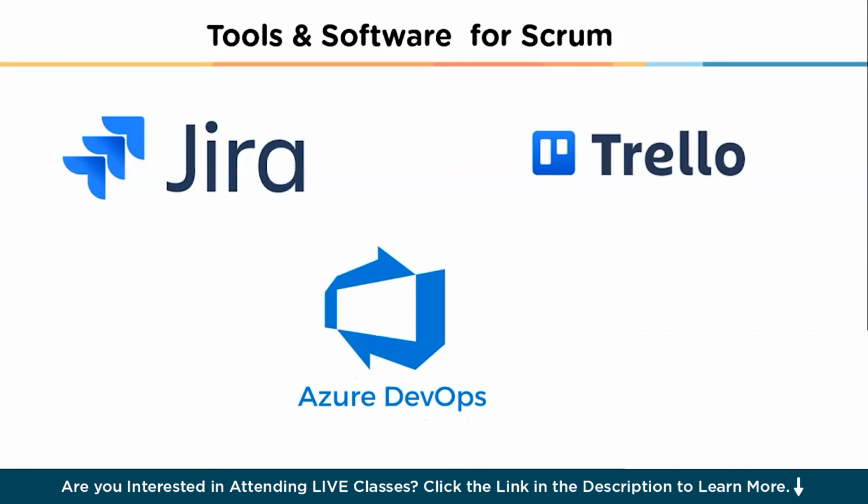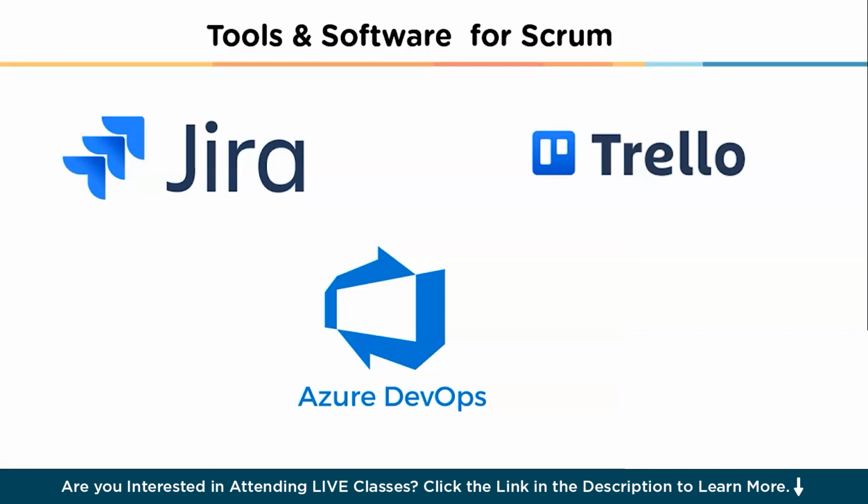And finally, we have Azure DevOps. Azure DevOps is a comprehensive suite of development tools that supports Scrum and other Agile methodologies. It includes features for backlog management, sprint planning, continuous integration, and deployment. Azure DevOps integrates seamlessly with other Microsoft tools, making it a good choice for teams using the Microsoft ecosystem.